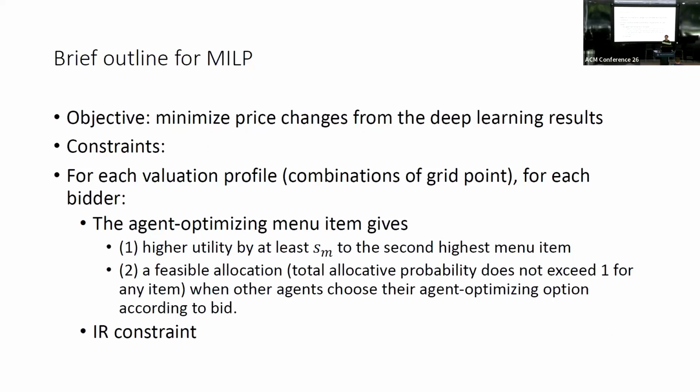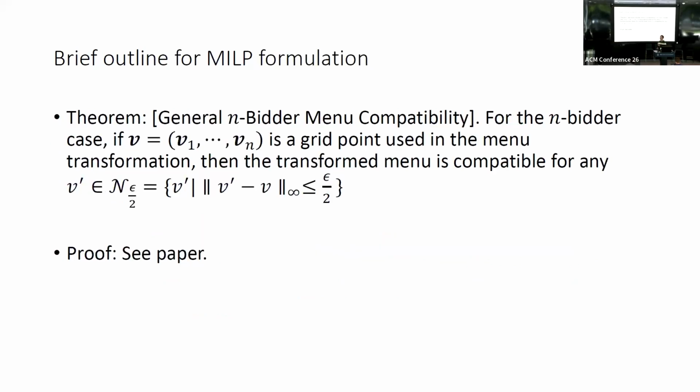So just a brief outline of this second step. The objective here, this is also something worth mentioning, is that we're just minimizing the price changes from the deep learning results. And this is how deep learning really comes in, in the sense that we need this initialization to make it really work, and we are only adding tiny adjustments on top of this, subject to the constraint that we have the safety margin such that however the points move around the neighborhood of their grid point, we still have feasibility, as well as the typical IR constraint. And so with this, we can guarantee complete feasibility in the region.